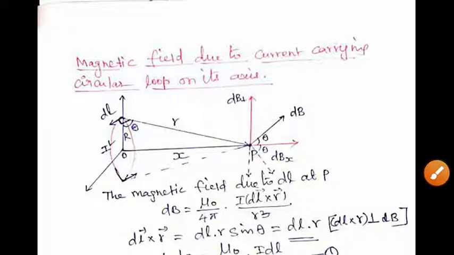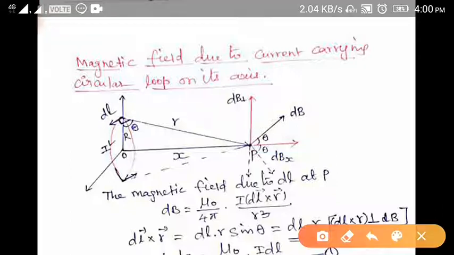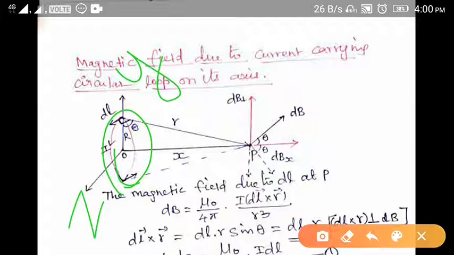In this session, we are going to see the magnetic field due to the current carrying circular loop, that is, circular coil. So we consider a current carrying circular coil placed in the YZ plane. So this is the Y axis and this is the Z axis, and we are going to calculate the magnetic field at the point P. So this is on the X axis.